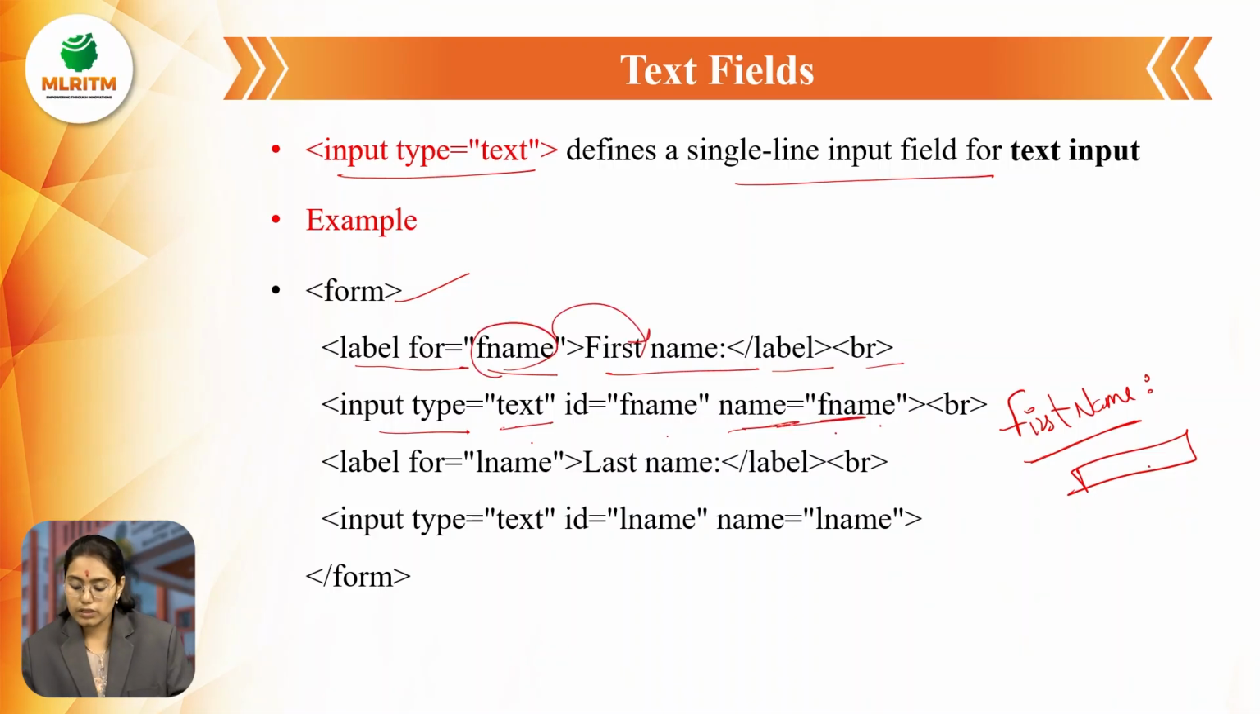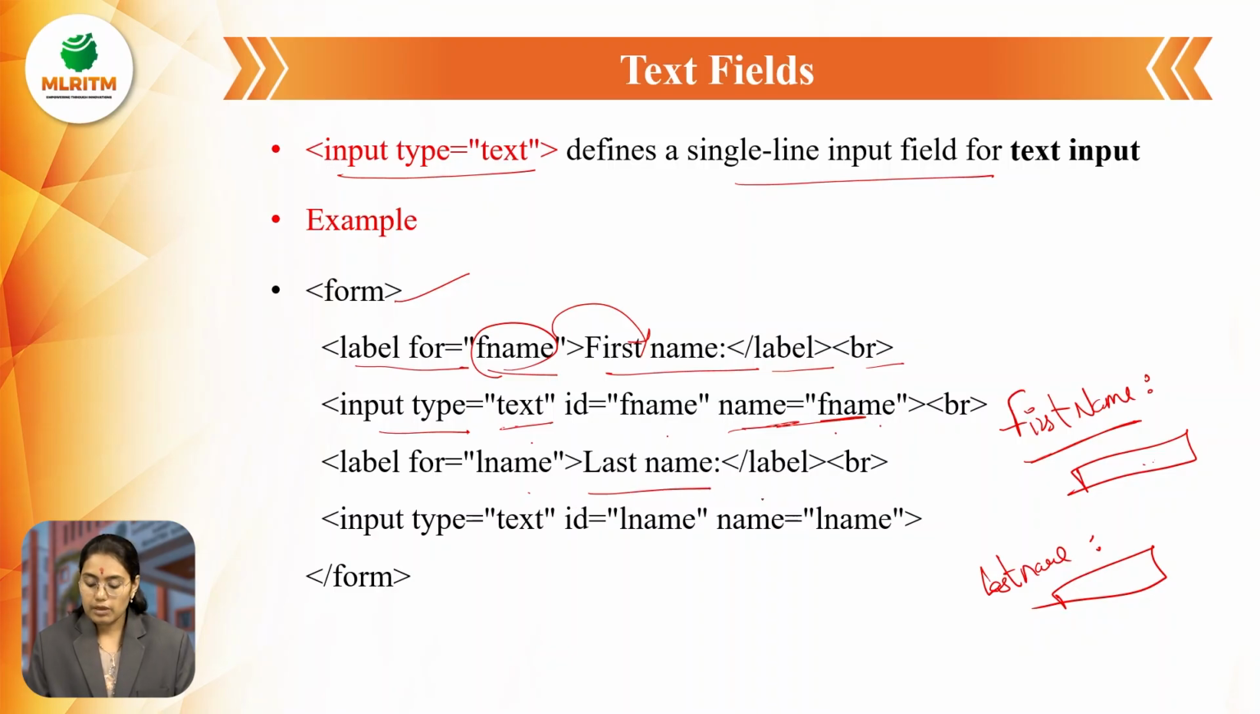First name. So the first name will be initialized here. Coming to the same, we are going to initialize for last name. That is, label for last name equal to... close the tag and initialize the last name with a label.